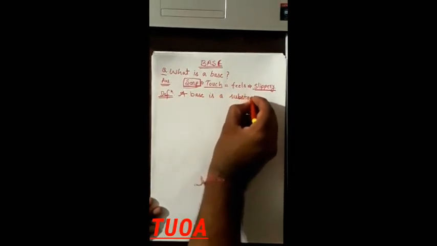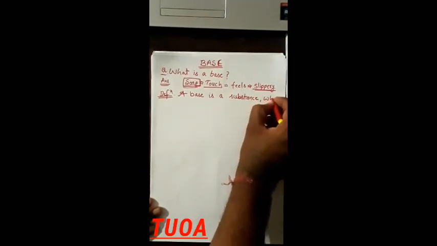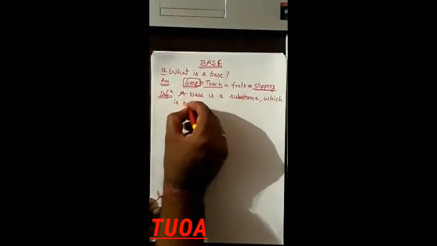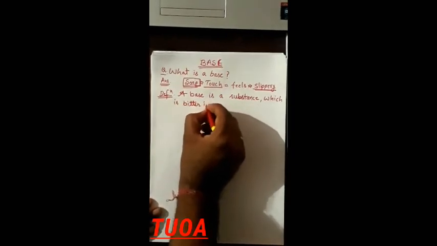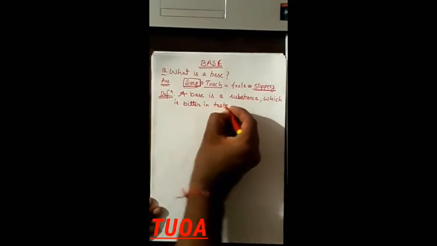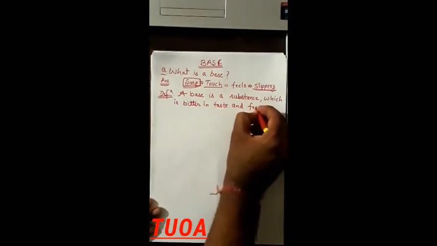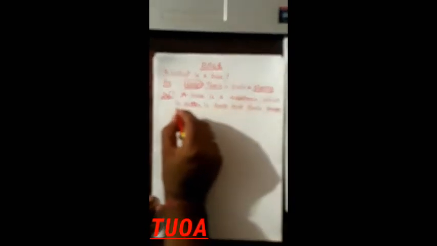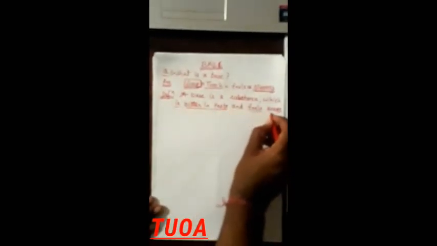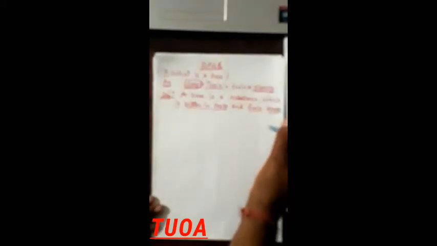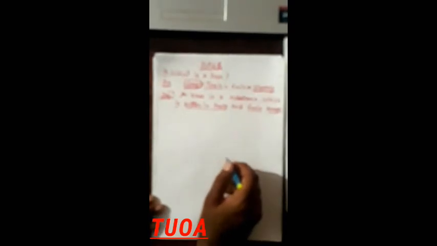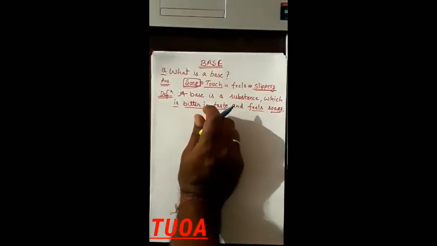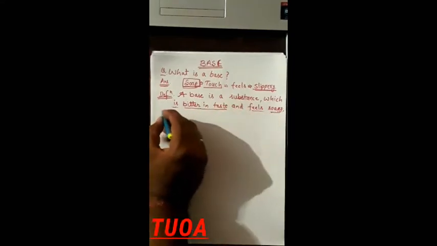So, if you want to define a base, we can say that a base is a substance which is bitter in taste and feels soapy. So this is the basic definition. This is the basic definition of base, which already we have gone through in class 6, 7, 8, 9.